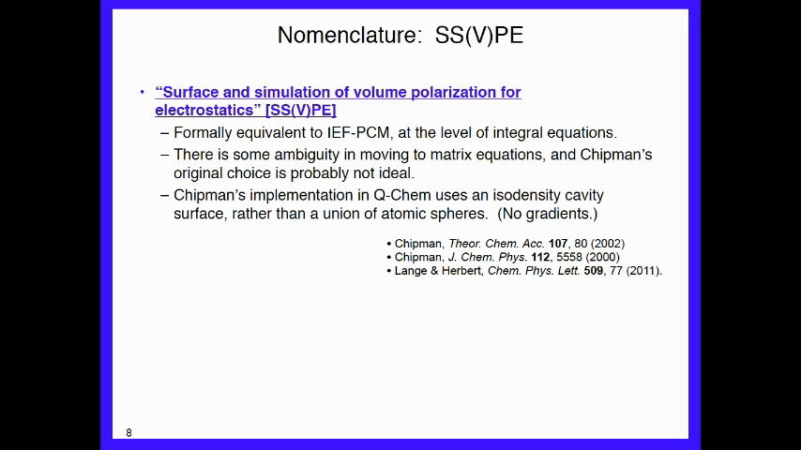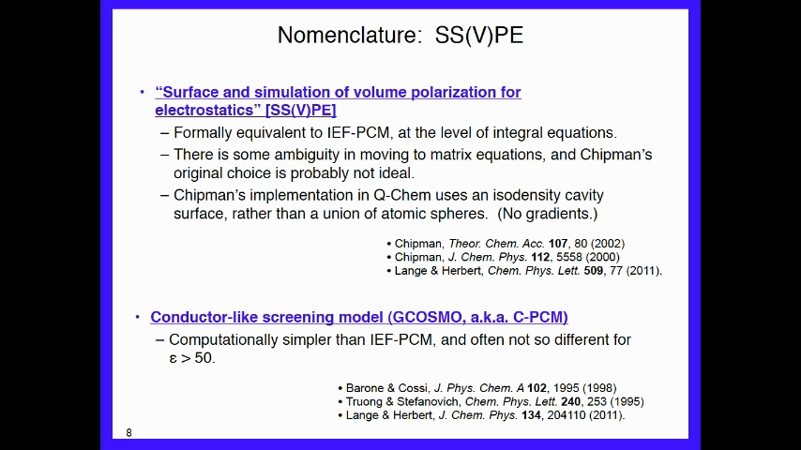The bad news is that the energy gradients for the isodensity cavity are quite complicated, and to the best of my knowledge, no one has worked them out and implemented them in any electronic structure code. And so for Chipman's isodensity cavity construction, no analytic gradients are available. Any geometry optimizations that you want to do will have to be done by finite difference. And that is done automatically by the code, but can be quite expensive. Okay.